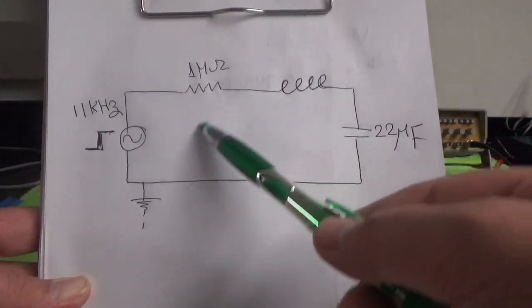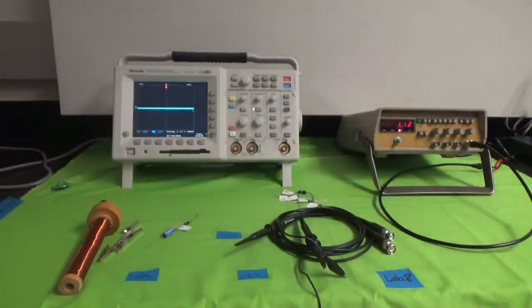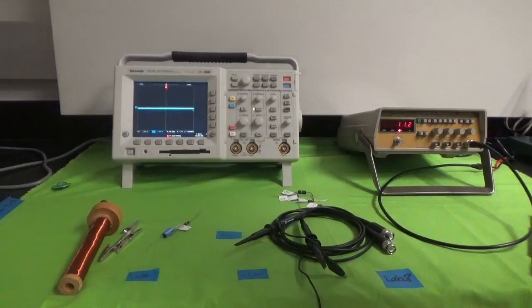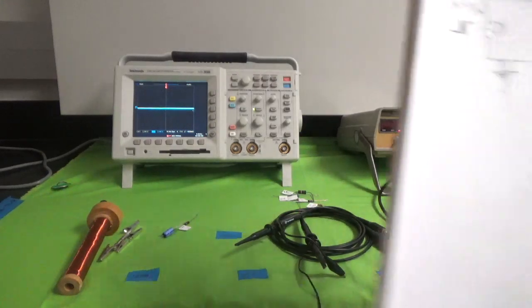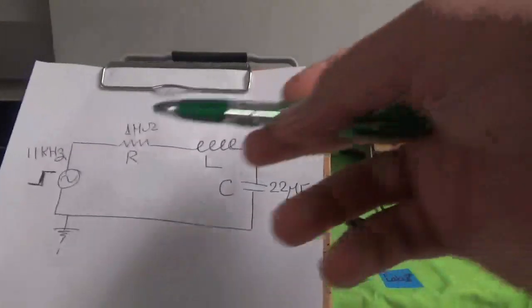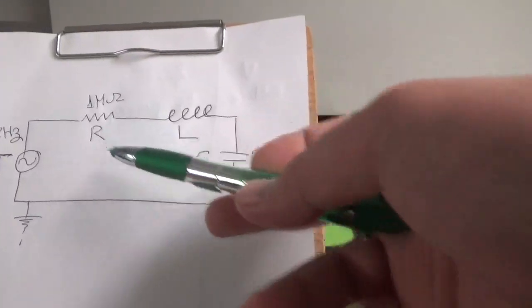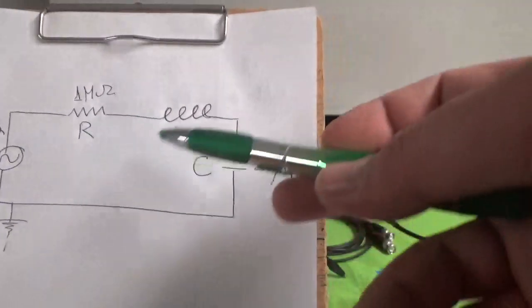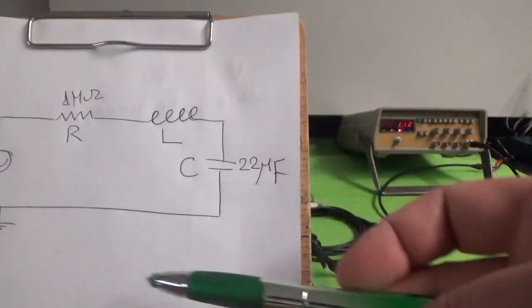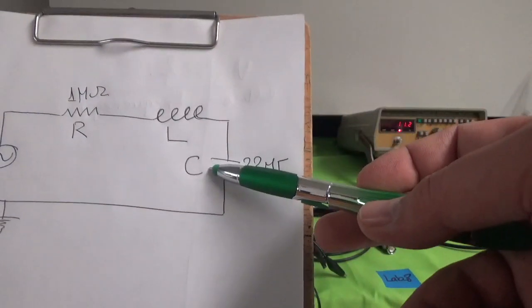So this is the RLC circuit that we will use, and they will indicate the resistance, the inductor or the coil, and the capacitor. So resistance, inductor or coil, and capacitor.